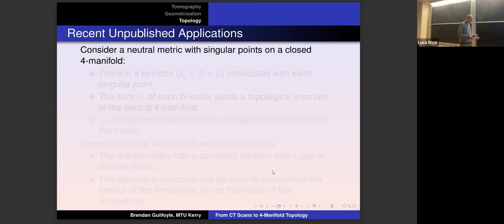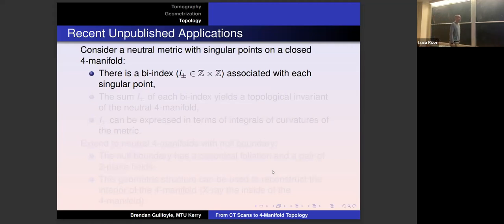I'm mentioning complex 4-manifolds with these neutral metrics, compact. Generally, I wouldn't assume the metric has any singularities, but if you allow it to have a few singular points, they actually have a well-defined index. So if you have a neutral metric with isolated singular points on a closed 4-manifold, there is a bi-index which you can define. It's like a Hopf winding number, but in higher dimensions. It's two numbers, an element of Z cross Z, associated with each singular point on this closed 4-manifold.